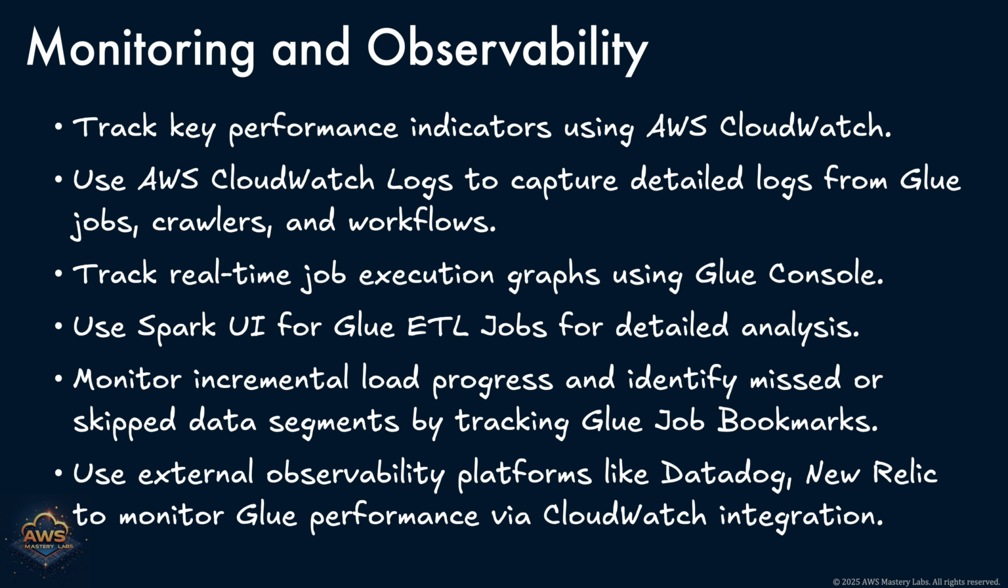Beyond Glue itself, Amazon EventBridge can capture job and workflow events, such as jobs started, succeeded, failed, or timed out, enabling automated responses like sending alerts, kicking off remediation workflows, or updating dashboards. And finally, Glue monitoring doesn't have to stay within AWS. Many organizations integrate Glue job telemetry into third-party observability tools like Datadog or New Relic via CloudWatch, extending visibility into centralized operational views.